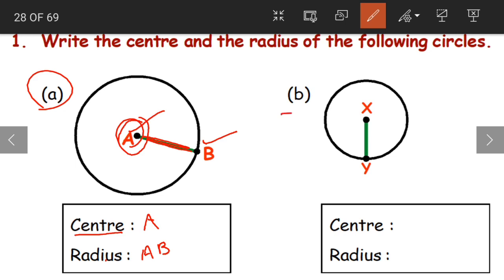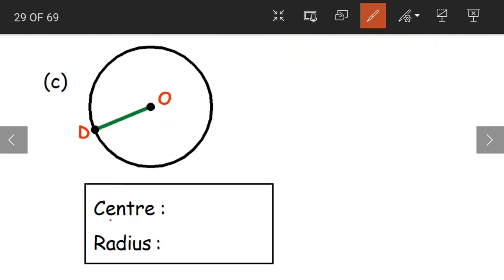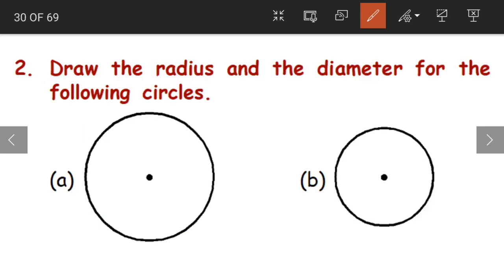Now coming to circle B. Again, what is the center? The point in the middle, that is X. And what is the radius, children? Radius is this line segment that is joining the center and a point on the circle. So XY. XY becomes the radius of the given circle. Circle C, again the center here becomes the point O and radius becomes this line segment OD. Clear? This is the center and radius of a given circle.